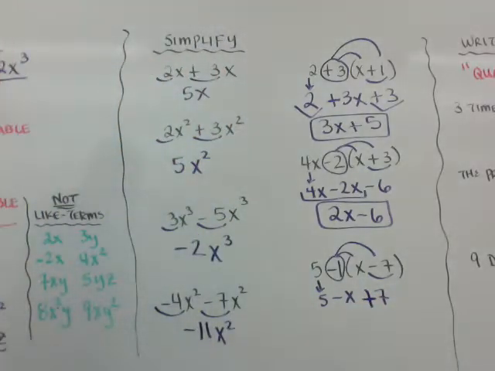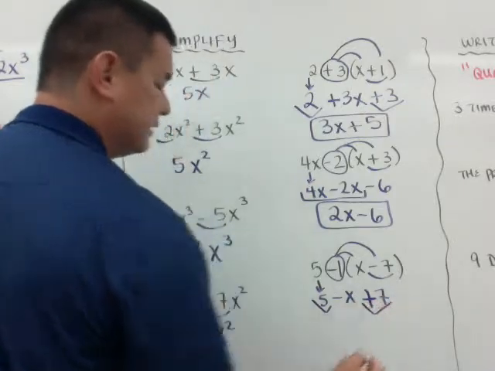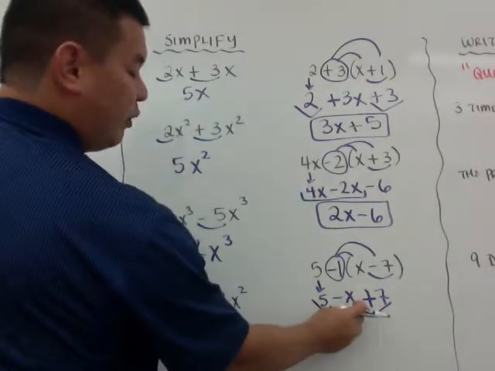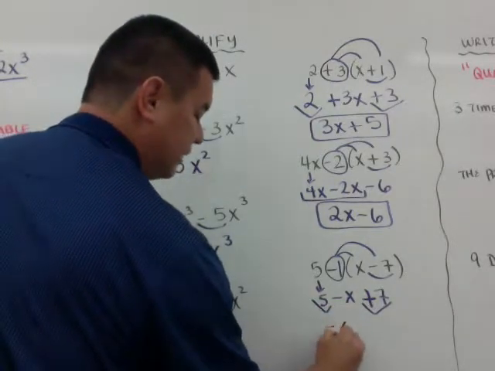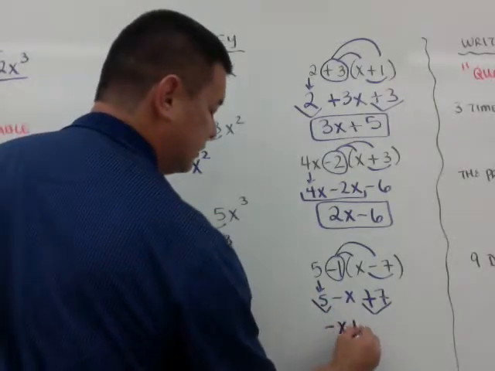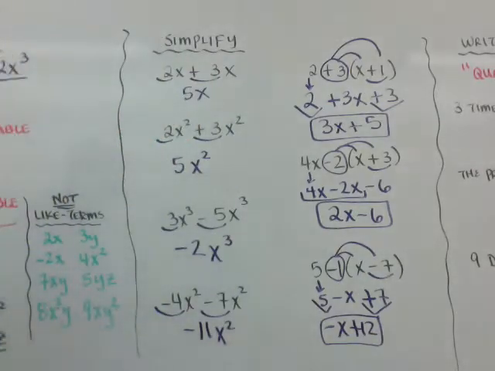Okay, and you can see I can combine the constants. Okay, and again, I'm going to take my variable with the sign first. So again, it's a negative x. Put that first. And then 5 plus 7 is equal to 12. So the answer would be negative x plus 12. Okay.